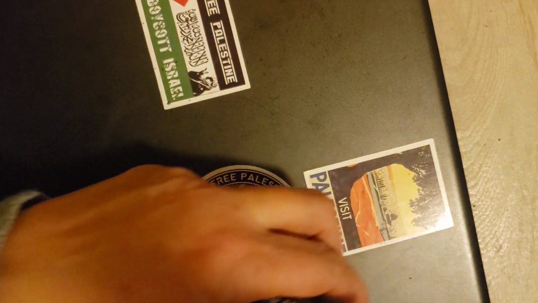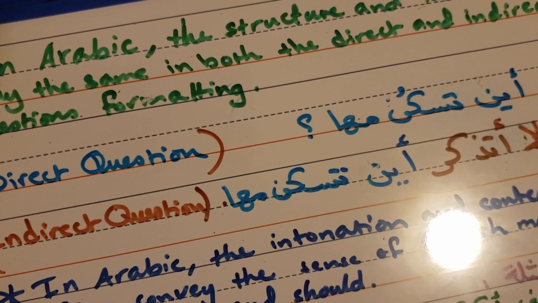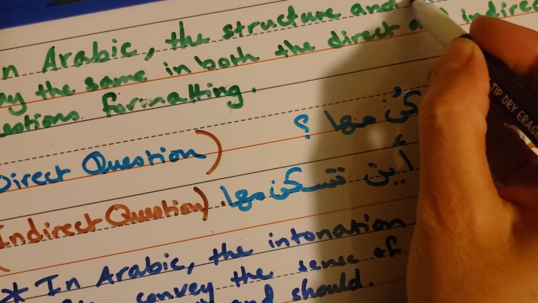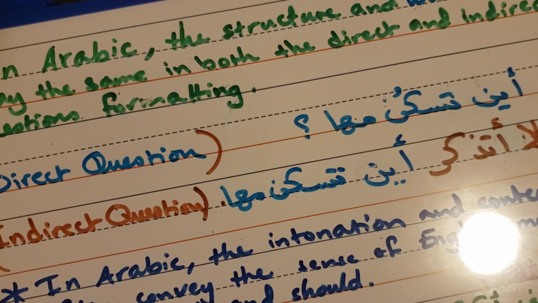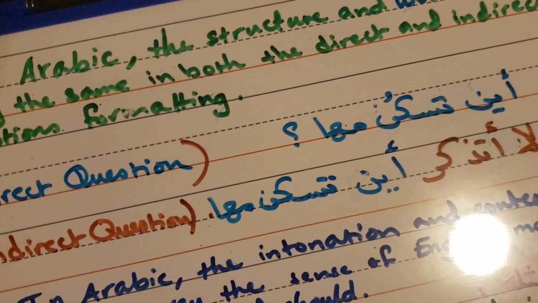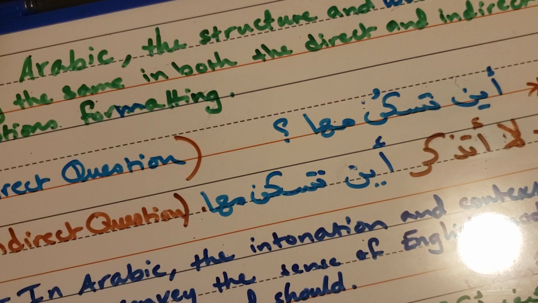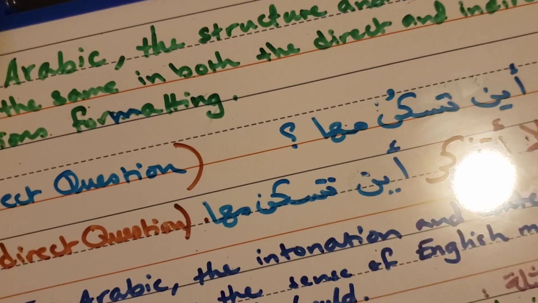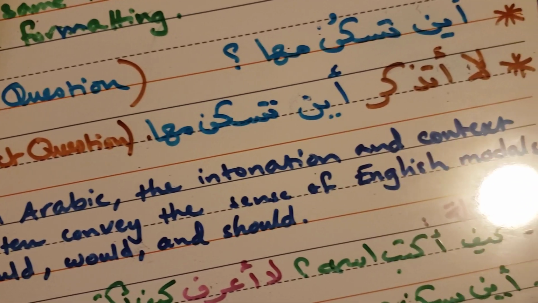So far so good. Okay, in Arabic, the structure and word order stay the same in both the direct and indirect questions formatting, which is what we have just talked about. Okay, now let's take an example. Direct question, أين تسكن مها?